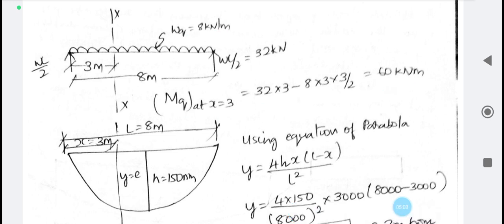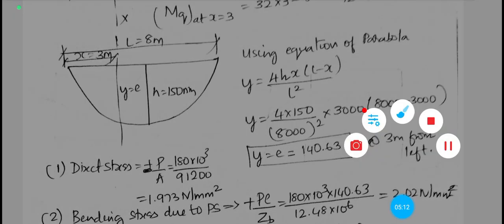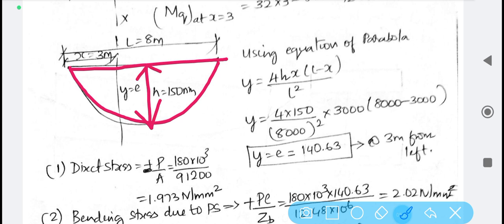It will be obtained easily. Next, since the profile of the cable is parabolic in nature, finding the eccentricity distance is important and crucial here. Since it is a parabolic cable, eccentricity has to be calculated carefully. Here the central eccentricity in the problem is specified as h equal to 150 mm, but however we need to calculate it at the distance of 3 meter.